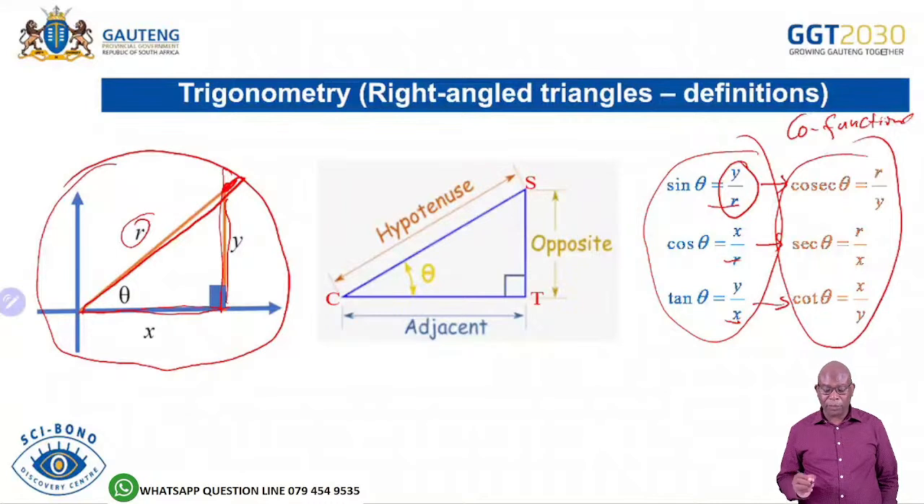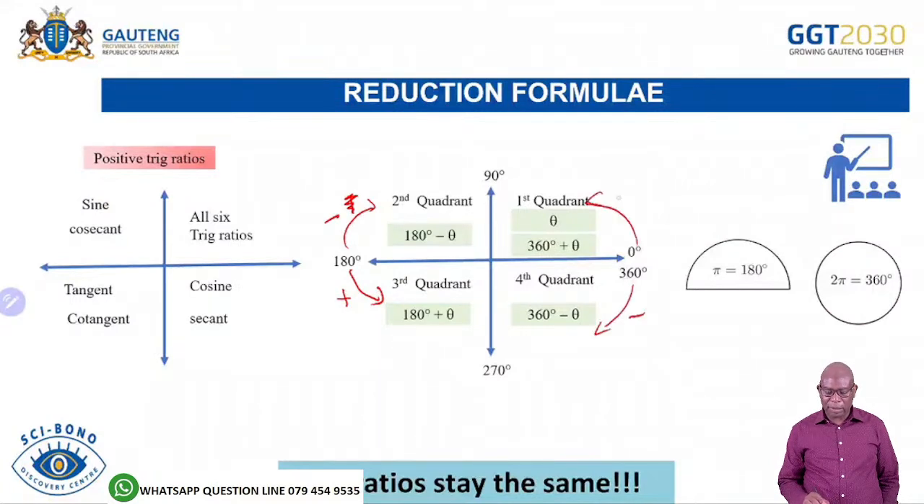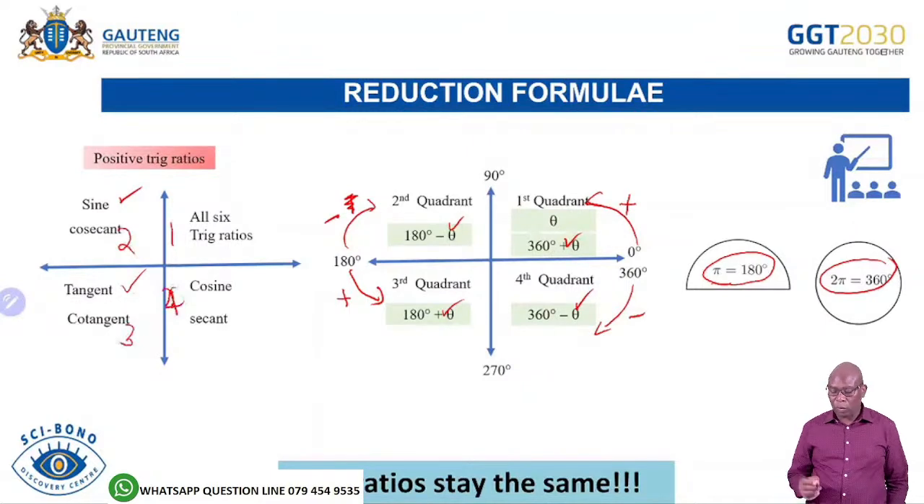Okay, that's important. Right. The reduction formula: remember the 180 degrees plus, the 180 degrees minus, we have 360 degrees minus and 360 degrees plus. They are written in there, so please make sure that you understand that. Pi is 180 degrees, 2 pi will be 360 degrees. So we have all the ratios. The sine is positive here, tangent positive there. Fourth quadrant, first quadrant, second and third. So we must know all those things.